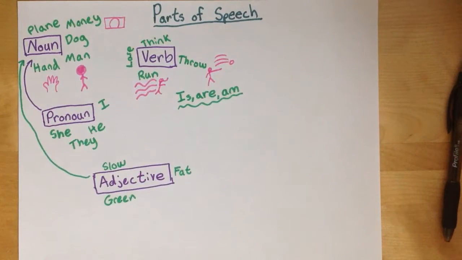Next up, adjectives. These are descriptions. Fat, slow, green. You attach them to a noun. That's why you got an arrow pointing to the noun there. You modify a noun with these. He's not just a man, he's a slow man. It's not just a plane, it's a green plane. That's how adjectives work.